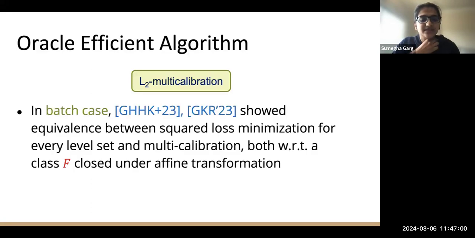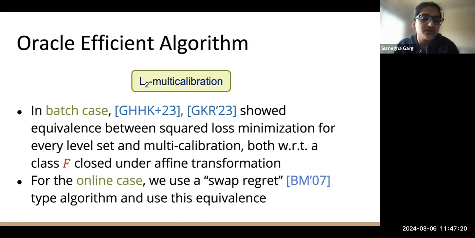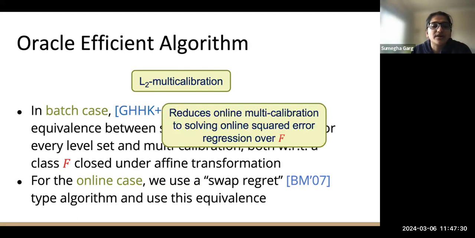In the batch case, there were previous works that showed that there is an equivalence between squared loss minimization and multi-calibration. But this squared loss minimization is being done for every score group. And we use this equivalence to develop a swap regret kind of algorithm like Blum and Mansour, to finally reduce the online multi-calibration to solving an online squared regression problem over this concept class capital F.